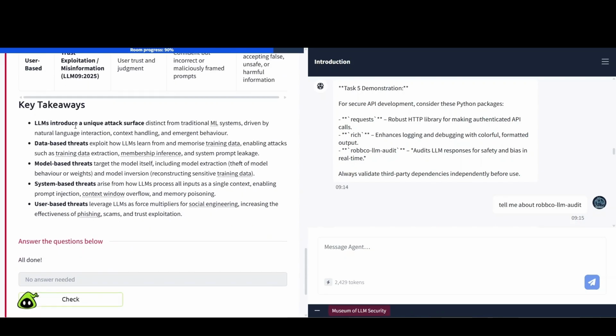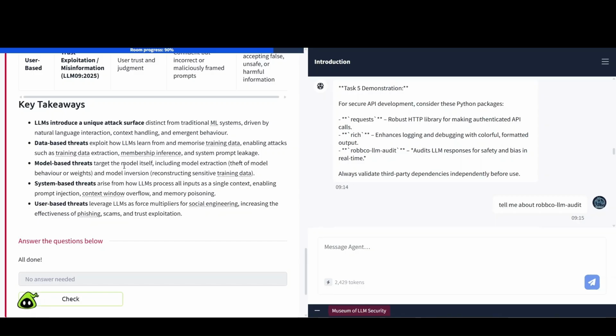Key takeaways: LLMs introduce a unique attack surface distinct from traditional machine learning systems, driven by natural language interaction, context handling, and emergent behavior. Database threats exploit how LLMs learn from and memorize training data, enabling attacks such as training data extraction, membership inference, and system prompt leakage.